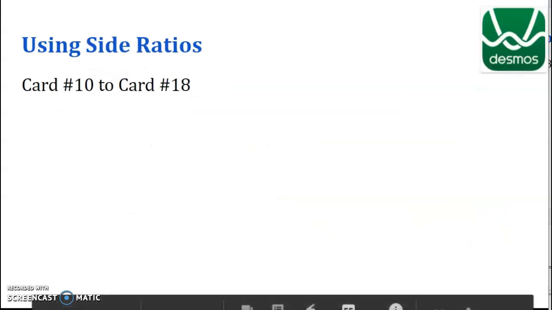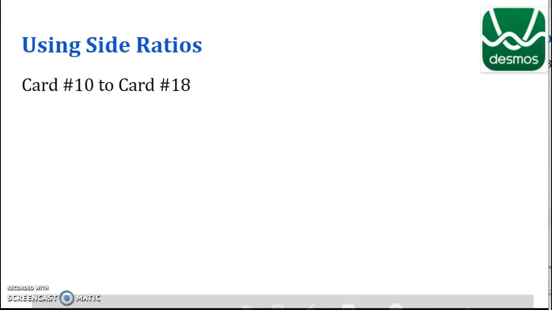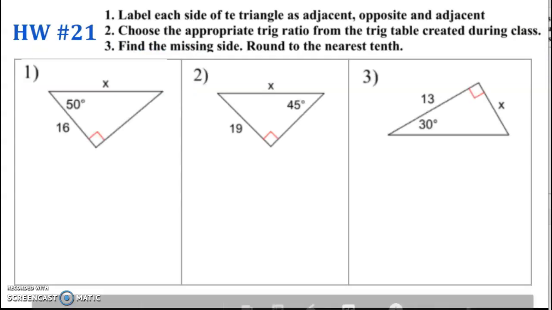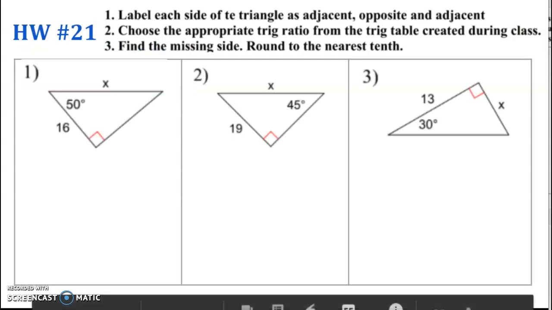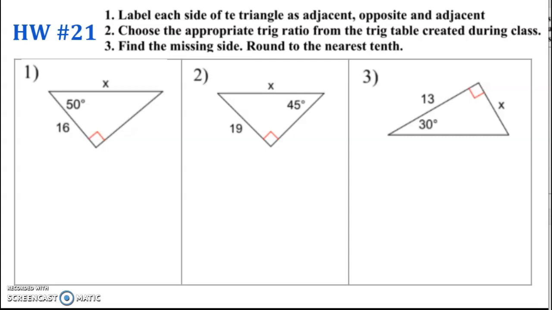Okay, so at this point, you are going to go on to cards number 10 to 18. Cards 10 to 18 walk you through identifying the correct sides as adjacent, opposite, or hypotenuse, then choosing the right trig ratio to use, and then using that to solve for the unknown side. So we are going to use what you've just learned to start on our homework. Homework number 21, we are going to start the first 3 questions and do them together. And then the next 7 problems you are going to do as your homework, okay?